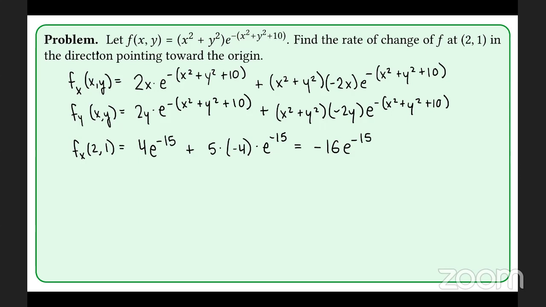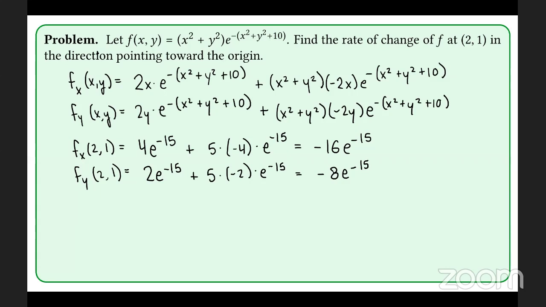Look good? Okay, and with respect to y, it's the same thing. No, we don't. What am I talking about? We get 2e to the negative 15 plus 5 times negative 2 times 1 is negative 2 times e to the negative 15. And so this is 2 minus 10 is negative 8 e to the negative 15. Okay, so we have both our partial derivatives.